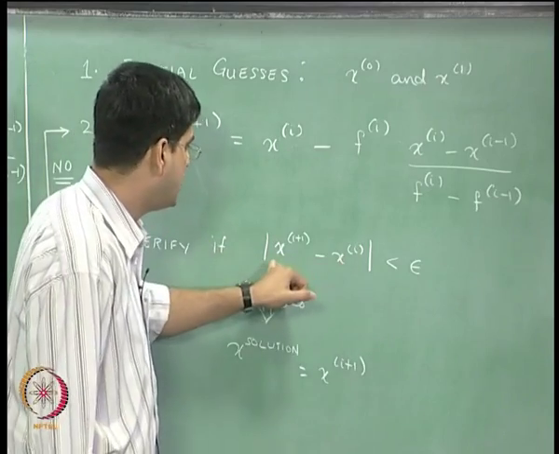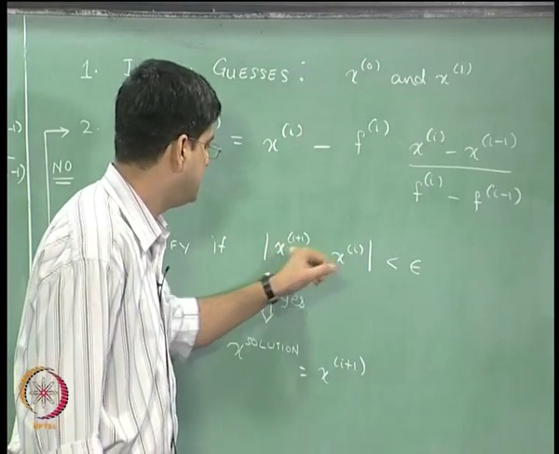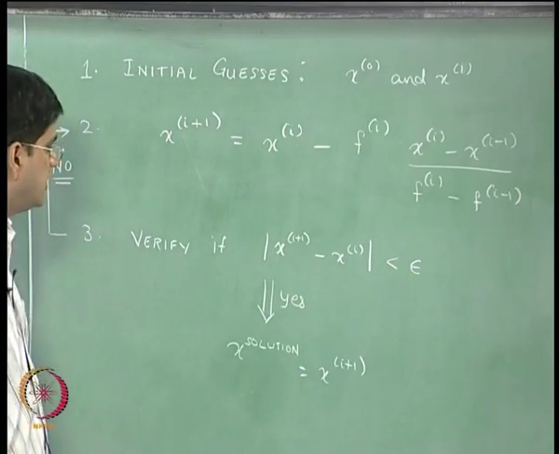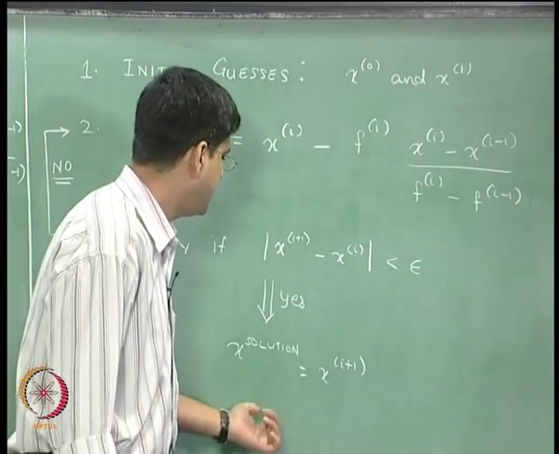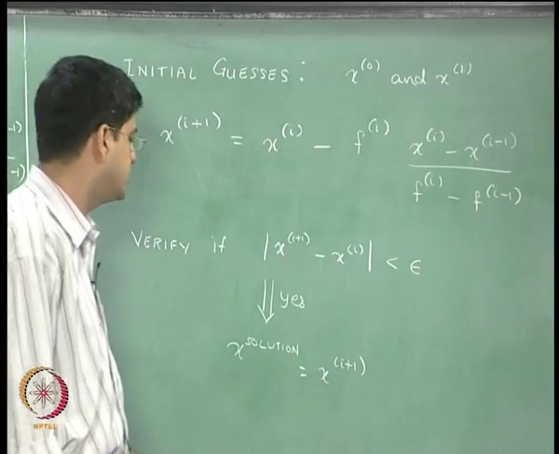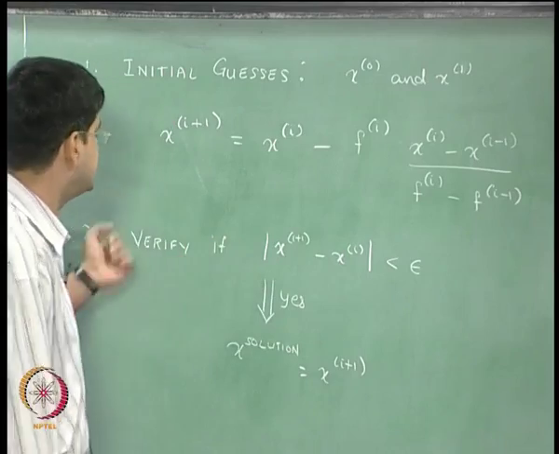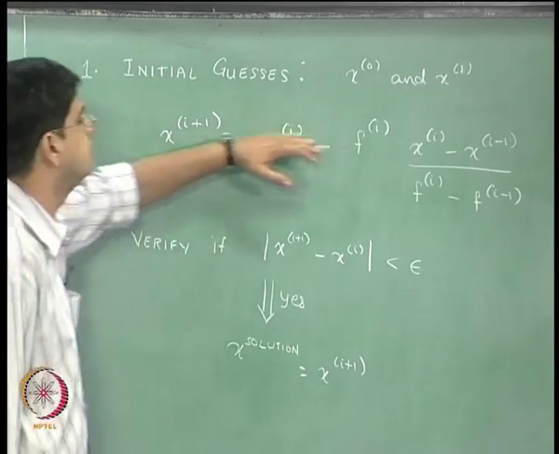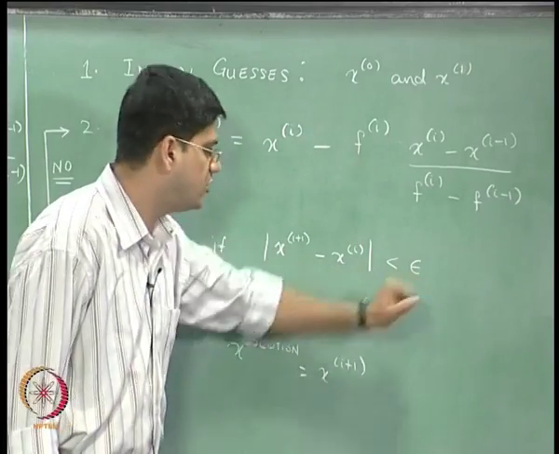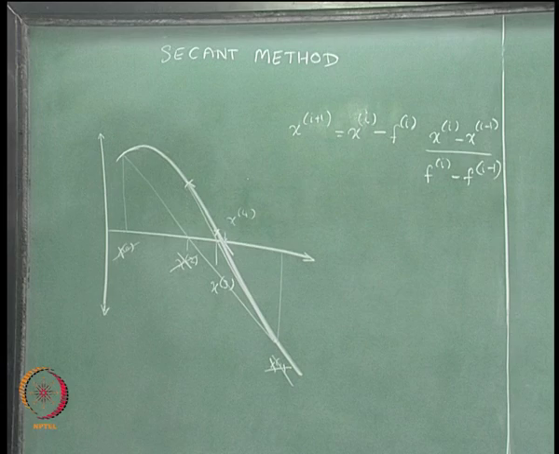We verify whether the difference xi plus 1 minus xi is less than some tolerance epsilon. If it is, then our numerical solution is equal to x of i plus 1. If it is not, we increment i and we repeat this process till this condition is met. Okay. So this is going to be the algorithm for the secant method.